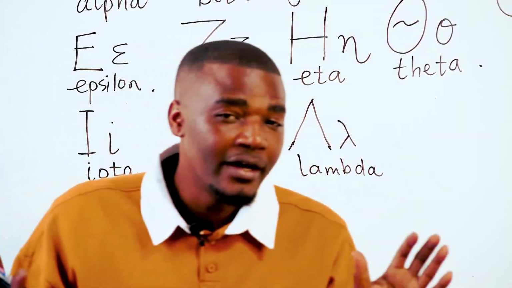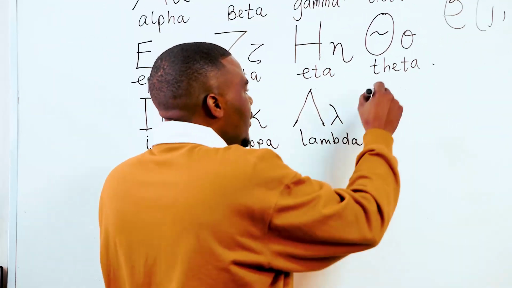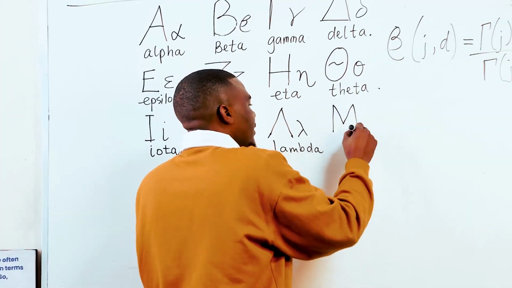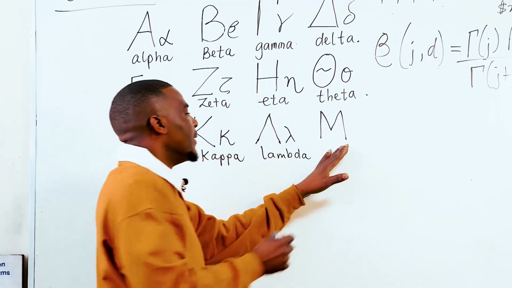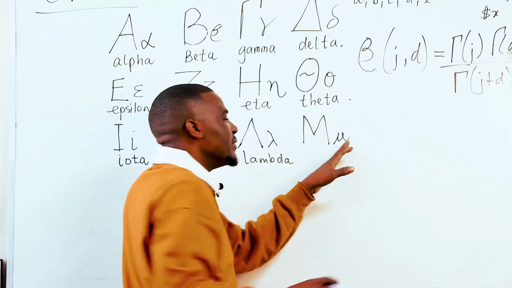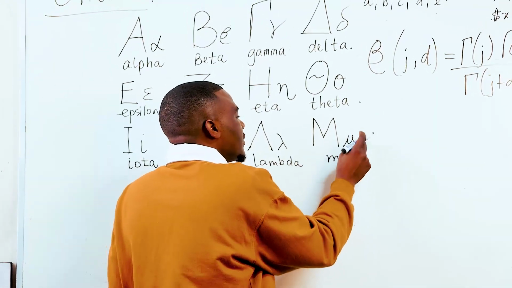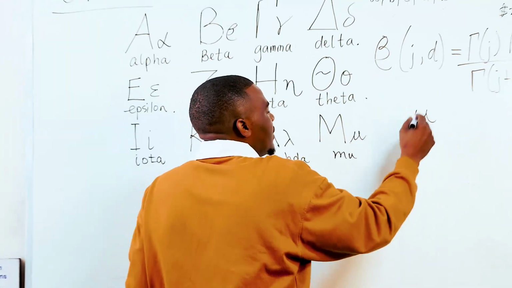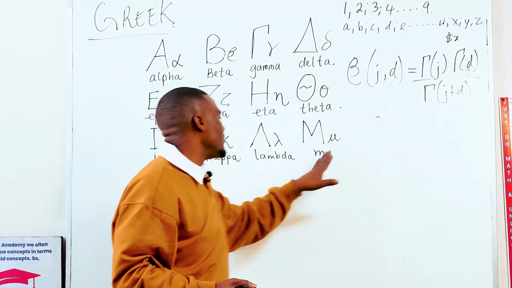So after lambda, we have what is called mu. So capital letter M, like what we do in Latin. Those ones who did A, B, C, D very well, they know this letter M. But in Greek, we write it a bit stylish. Mu. So you read this as mu. So this is the mu. It's a U which is a bit stylish. That's our mu there.